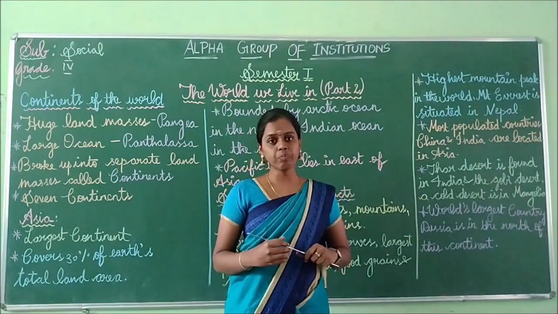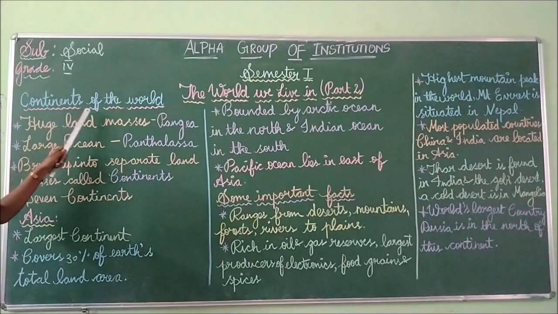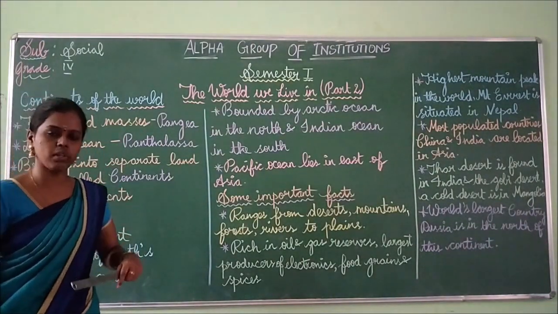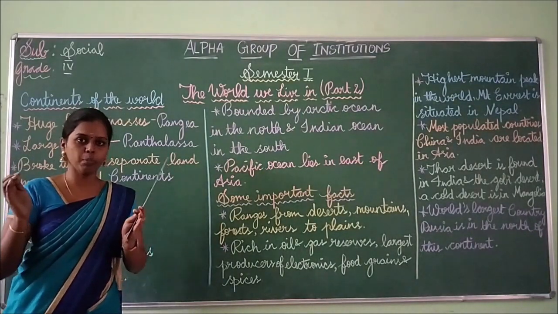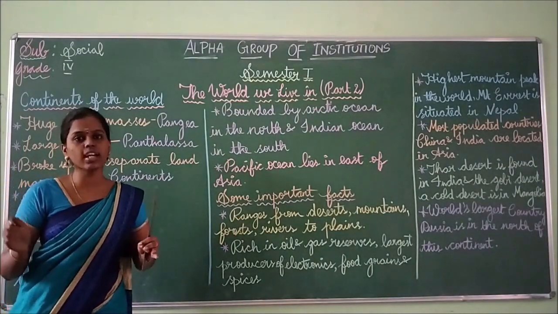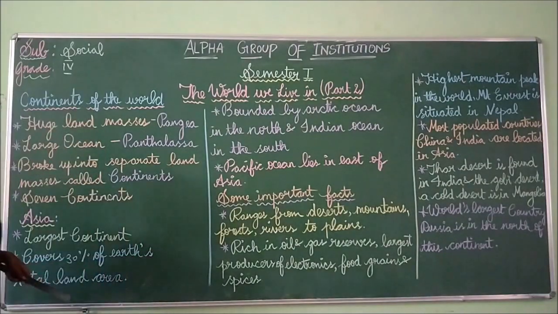Now we are going to continue. That is, we are going to see the continents of the world. First, we will see how the continents formed in the world. So, Earth is a whole body. How was it separated? How were the continents separated on the surface of the Earth? Now, we will see that.